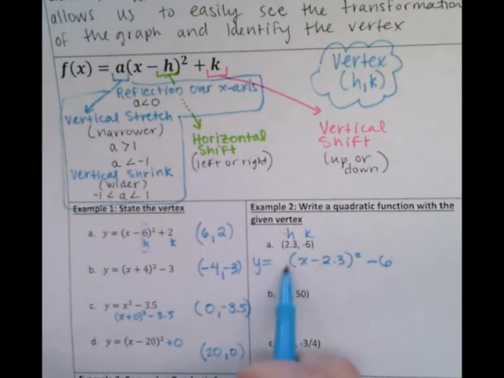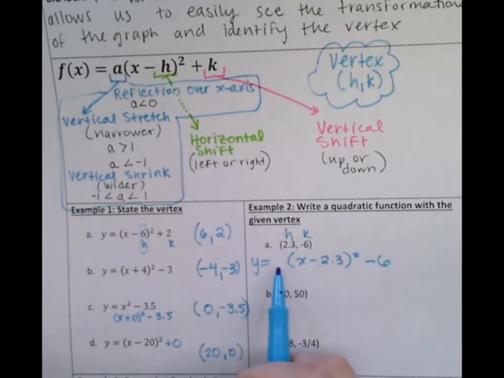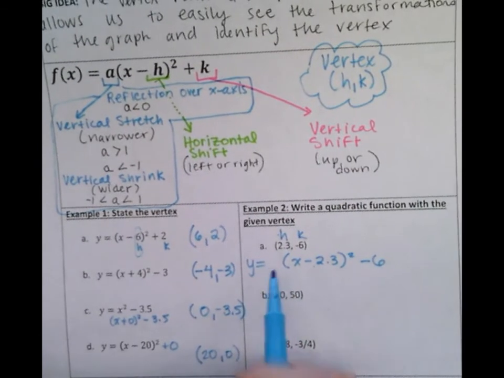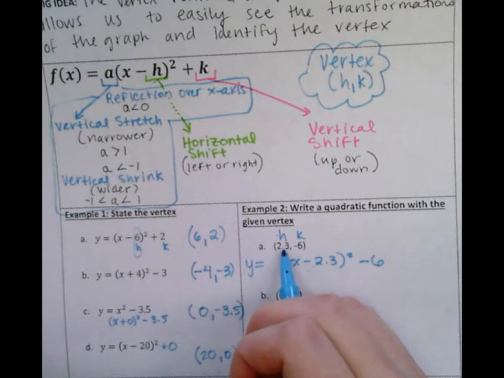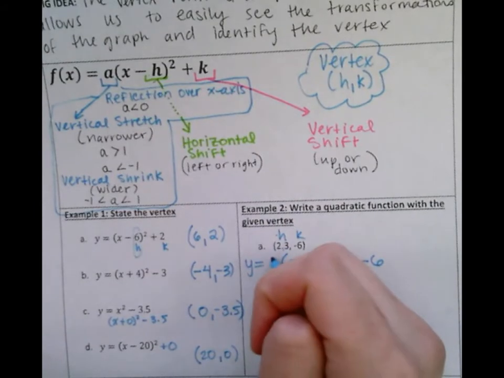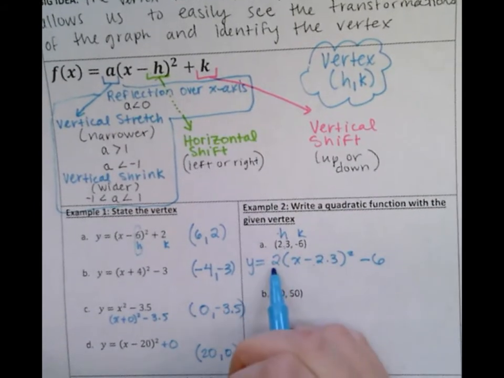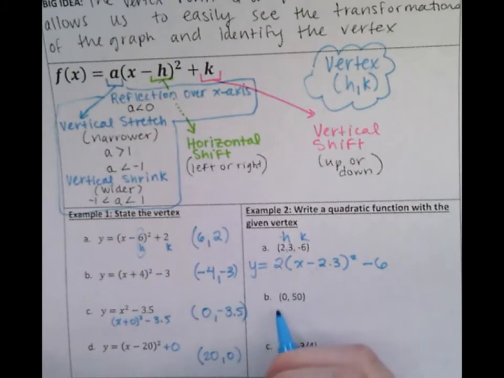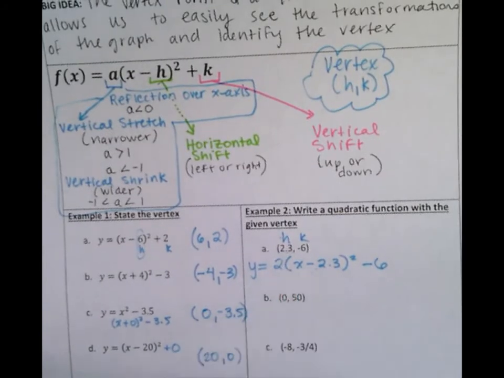And then I also could put some number in front for a, but it doesn't say what a is, right? So there's more than one correct answer to this. There's more than one graph that will have its vertex at 2.3, -6, because it could have different widths. So arbitrarily, we could just assign a value. I'm going to say 2, but we could use any number for a because it doesn't specify.